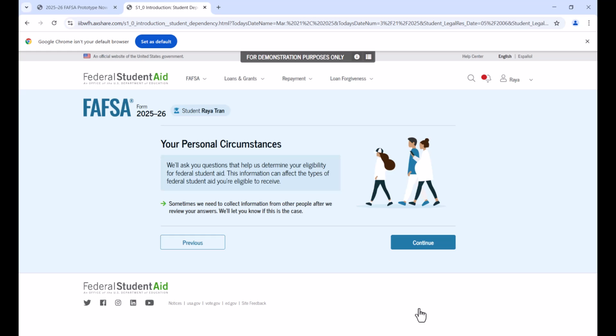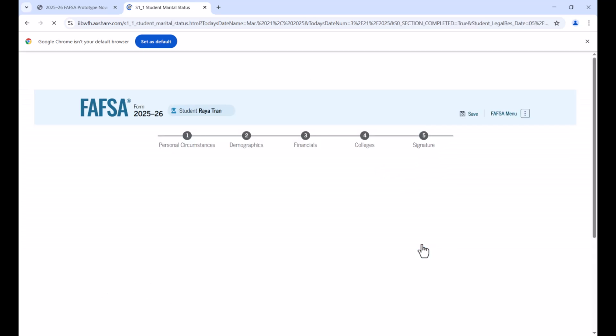From here, you are going to enter into your personal circumstance questions. This section will ask you questions to help determine your eligibility for federal student aid, as well as to determine if you are a dependent or independent student. So we're going to go ahead and select continue and move forward.